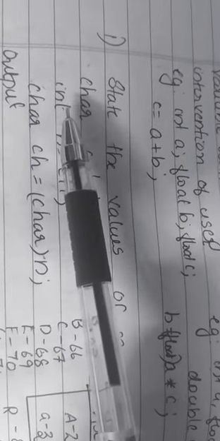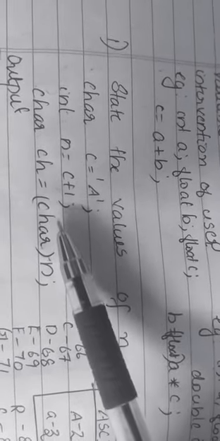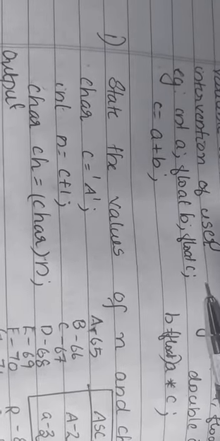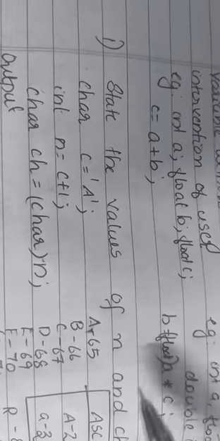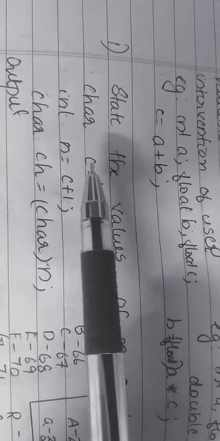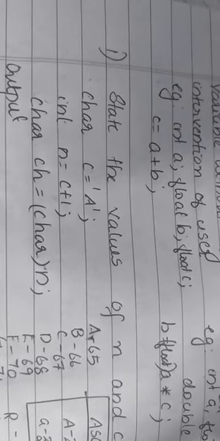Char c equal in single quotes a, semicolon. Then next line, int n equals c plus 1, semicolon. Char c equal char of n. So this is the question, and here you want to find the value of n and ch. Here in the question it's given that the variable c is of character type and the value we assign to the variable c is a.